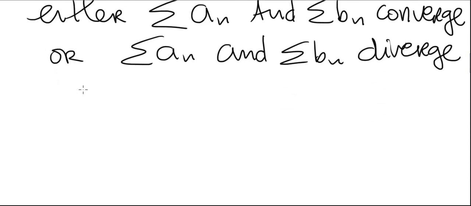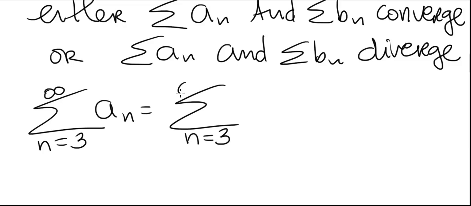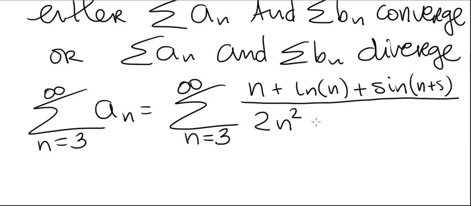So now we're going to call the summation from 3 to infinity a sub n, the series that we are examining. So it's summation from 3 to infinity n plus the natural log of n plus sine of n plus 5, and then divided by 2n squared plus cosine of n squared plus 3n. Now before we select the b sub n series, let's remember a couple of things.